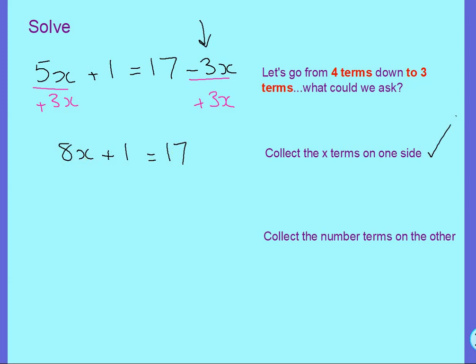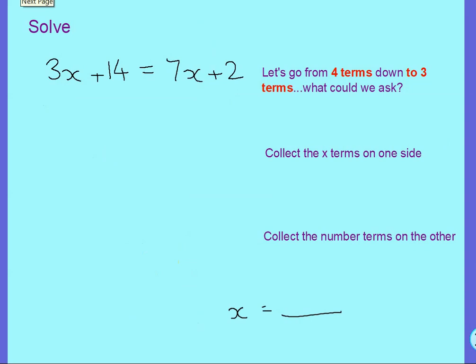Number terms need to be on the other side. So here are my number terms. The 1 needs to go because the x's are on the left, so we're going to minus 1 from both sides. Equals, what will we have? On the left we'd have 8x, and on the right we'll have 16. So to finish off, we would divide by 8 to both sides because we have 8 x's, we only want one of them, and that would give us an answer of 2.